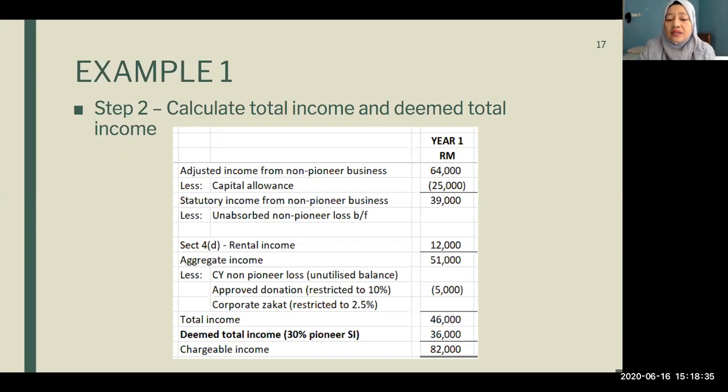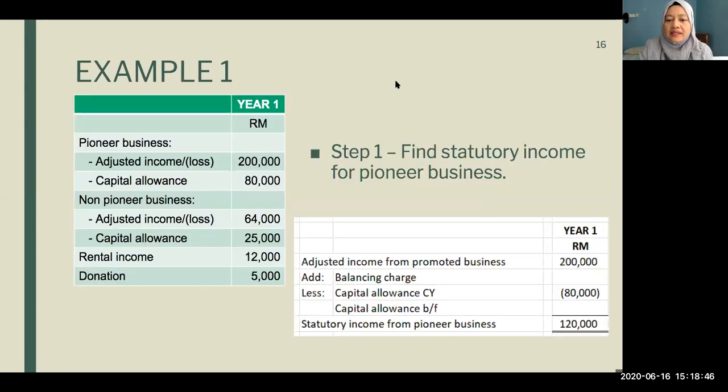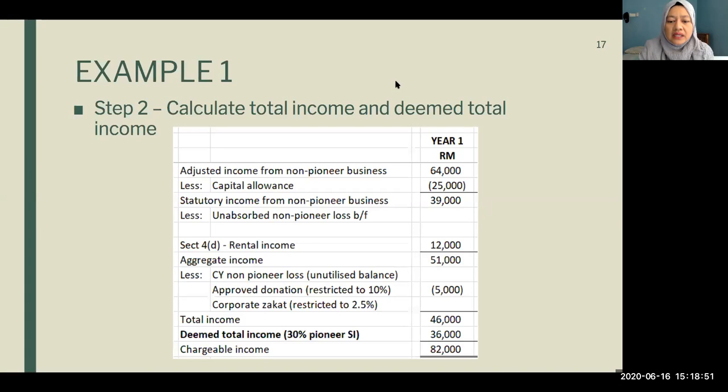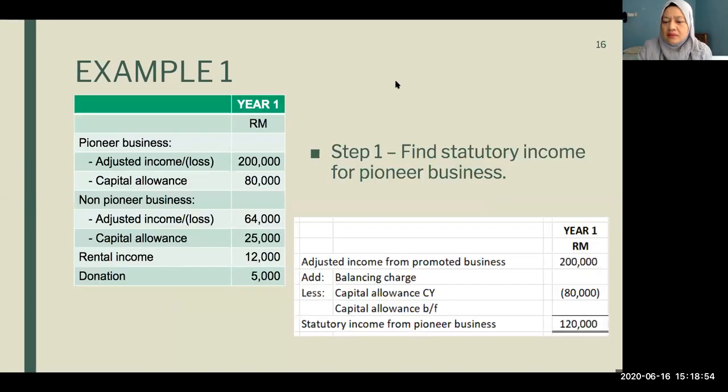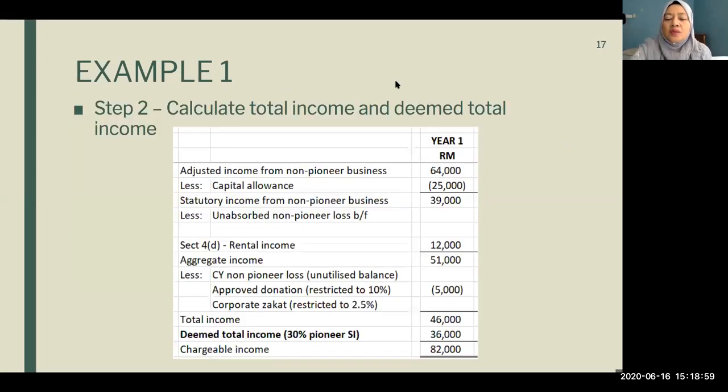No corporate zakat is given, so your total income 46,000 plus your deemed total income of 30% of SI. Where do you get that 30% of your SI? Pioneer SI, where is it? This one, right? 120,000 times 30% is 36,000. So deemed total income 36,000 plus total income 46,000, you have a chargeable income of 82,000. So far so good?